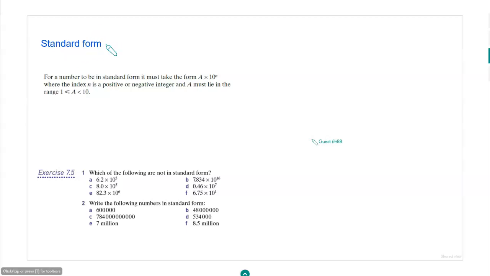Standard form is also called standard index form or scientific notation. There are two other names for standard form. So how do you express a number in standard form?